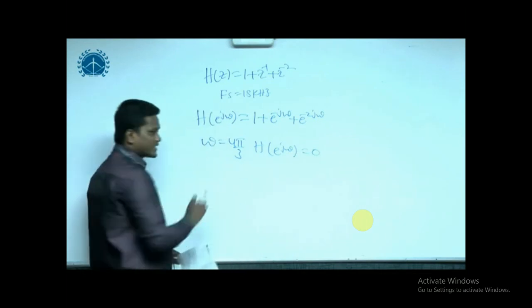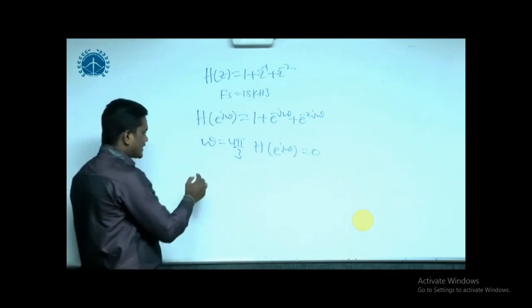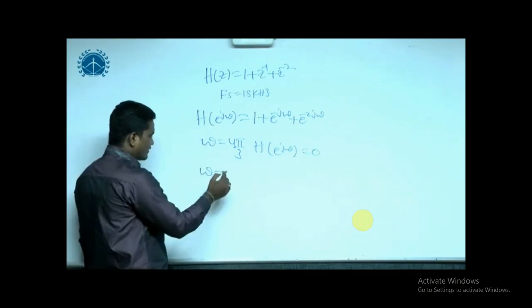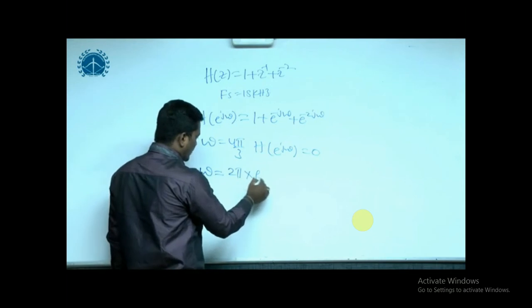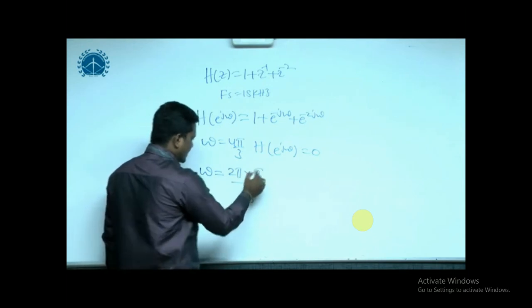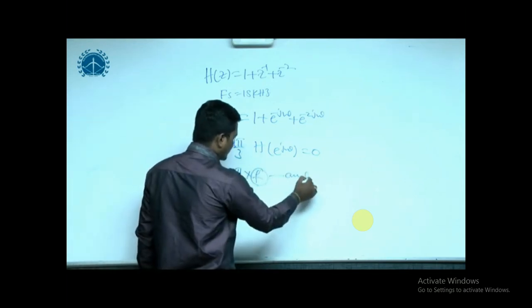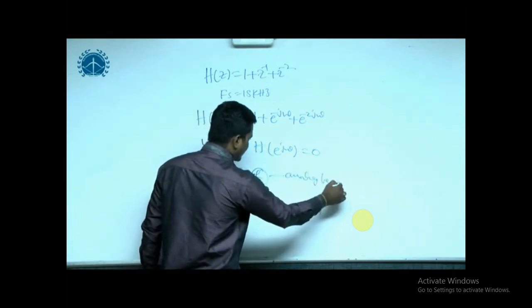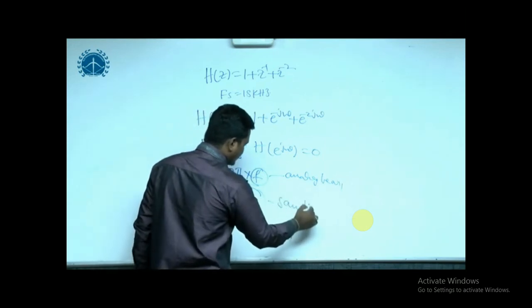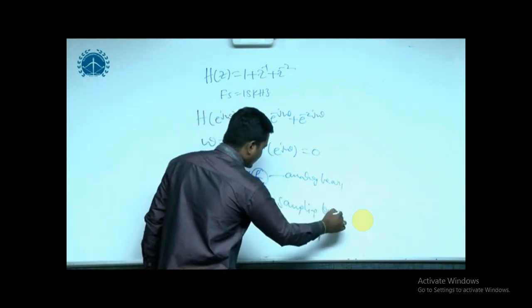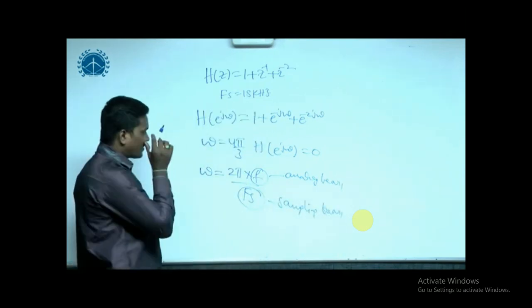So it is a digital frequency. What is the relationship between analog and digital frequency when we sample a signal? Omega equals 2 pi into f by fs. This f is the analog frequency and this fs is the sampling frequency. Now we have to find this f.